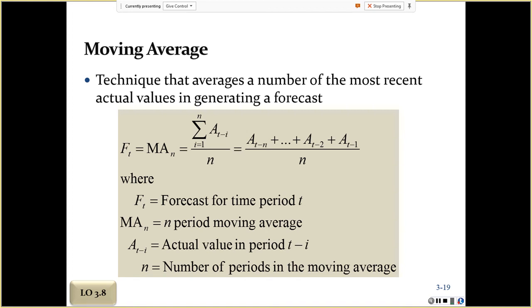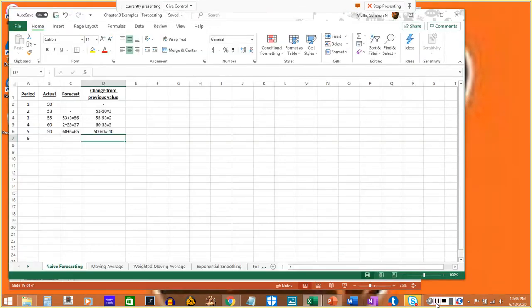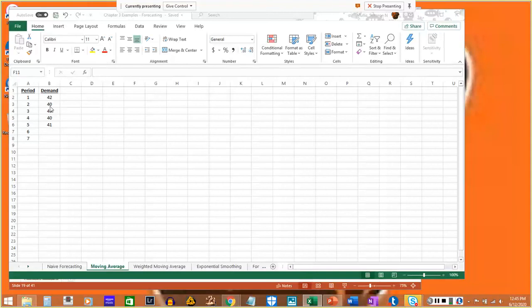for moving average, Microsoft Excel. We're going to use Excel for that, for the moving average. Alright, so to calculate a moving average, you would take the last 3 periods, the demand from the last 3 periods, you would add them all up, and then you would divide them by 3, because there's only 3 periods that we're using.